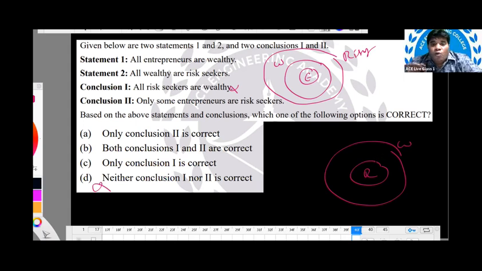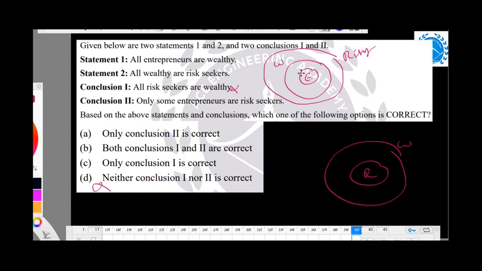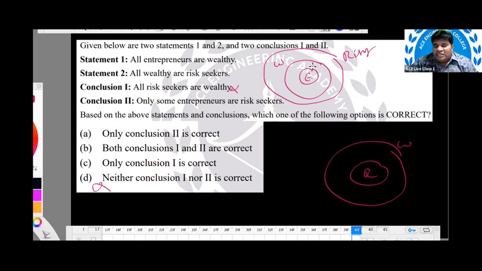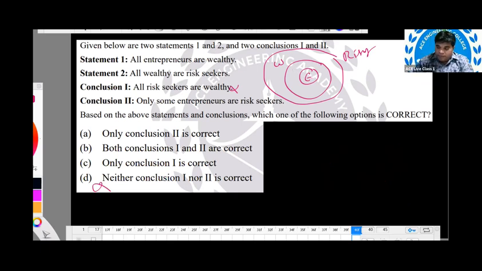Second one: only some entrepreneurs are risk takers, they said. Not only some, every entrepreneur is also a risk taker. Okay, sir, understood. So this is involved in risky. Not only some, every E is also in risky. That's why. Okay, Suvit. Thank you, sir.